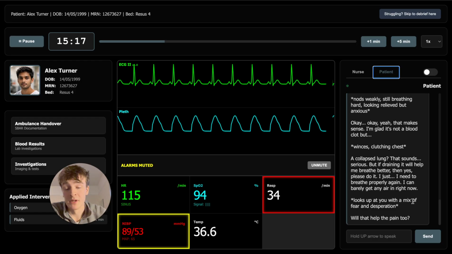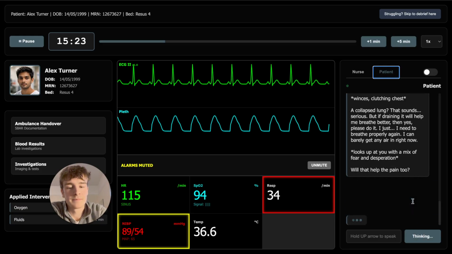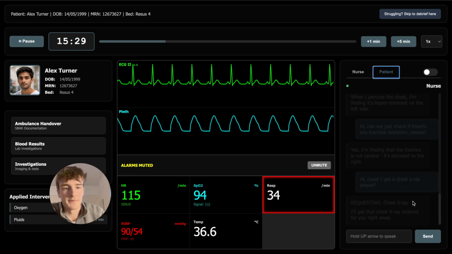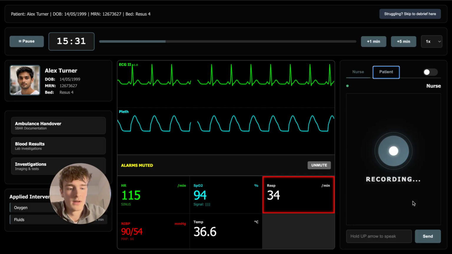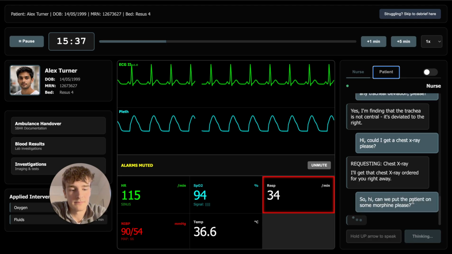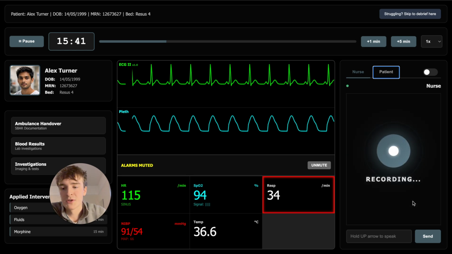He wants a bit of pain relief as well. Yeah, we can give you some pain relief on top of that with some morphine. Is that what you would like? Yeah, please. Pain is unbearable. Okay. So, hi, can we put the patient on some morphine, please? And could we also get a needle aspiration of the chest, please?